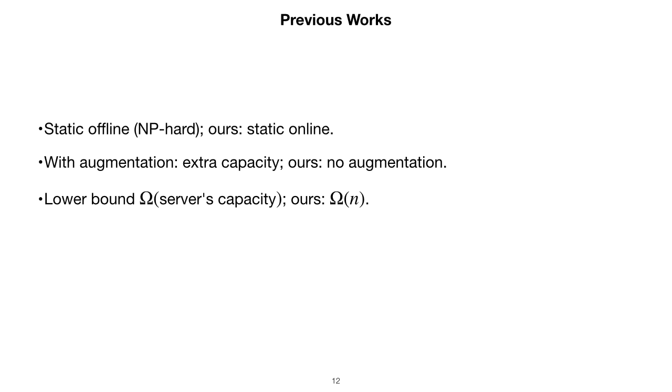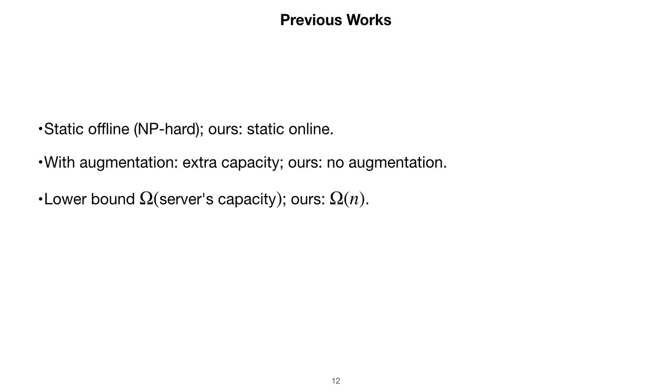The general online problem and the learning variant have also been studied with augmentation. By augmentation, we mean the algorithm has the advantage of certain extra capacity on each cluster, while optimal offline does not have this extra capacity.